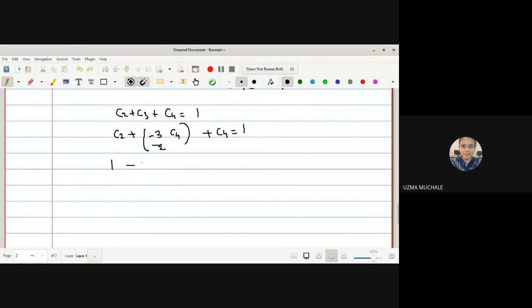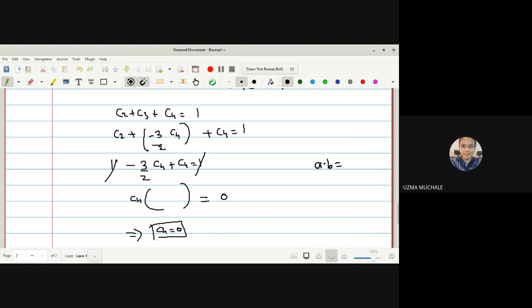Minus 3/2 c4 plus c4 equal to 1. So these 1 get cancelled. We get c4 into some bracket constant term equal to 0. So this constant term is non-zero. Hence we can say c4 equal to 0. Here we are using the concept of without zero divisor.